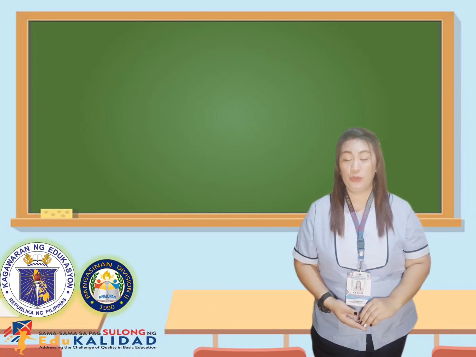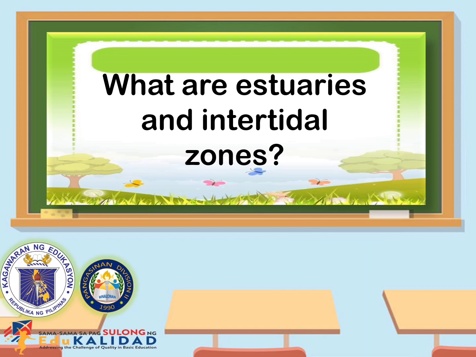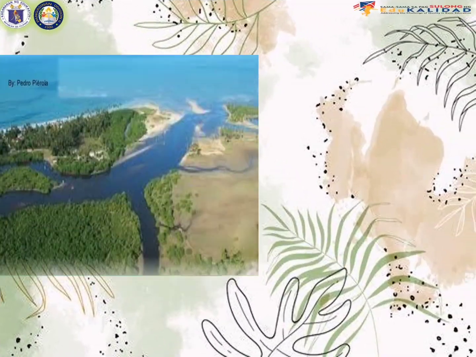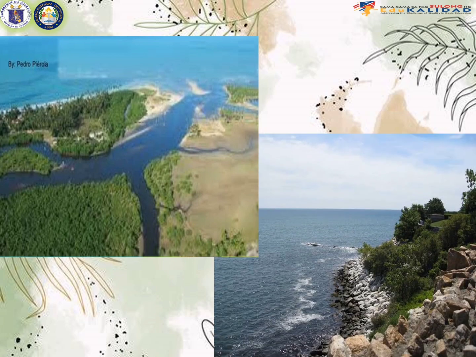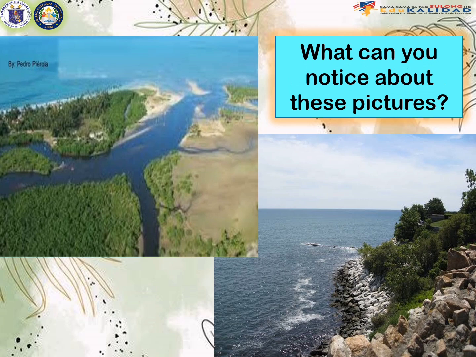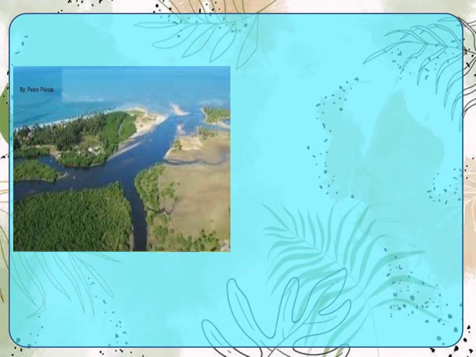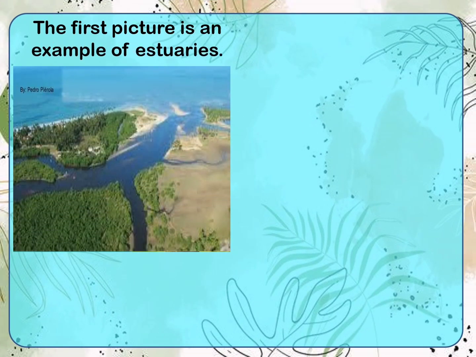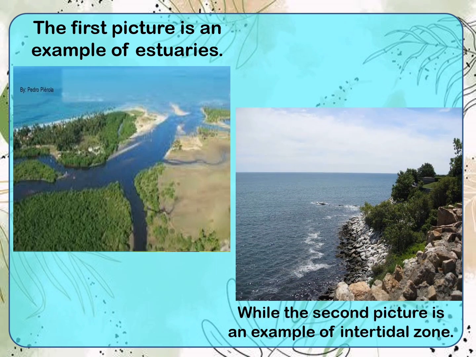Now let's go over with the first guiding question. What are estuaries and intertidal zones? Look at these 2 images. What can you notice about these pictures? Yes, these are bodies of water. The first picture is an example of estuaries, while the second picture is an example of intertidal zone.